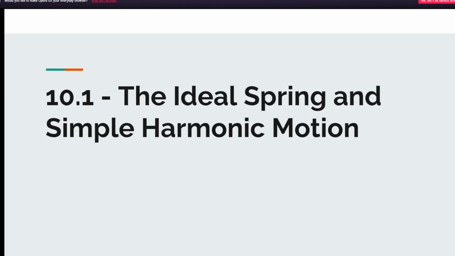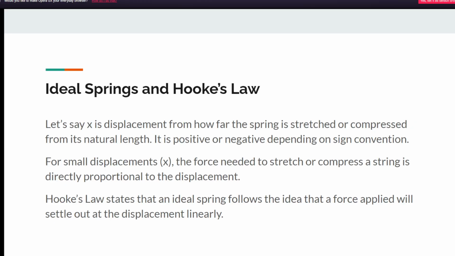Alright, so this is going to be 10.1, the ideal spring and simple harmonic motion. I'm actually covering trigonometric functions in calculus, so it's good to see the overlap. But the book really is bad at explaining this. So, ideal springs and Hooke's law.